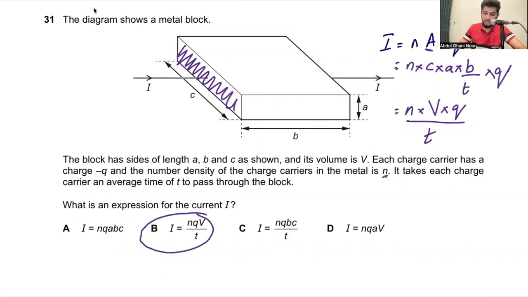Why not area equals C into B? The area that you consider is always the area through which the current enters. So current enters from this side. This is the area that you'll consider. This is A, this is C. Clear, Azmir?